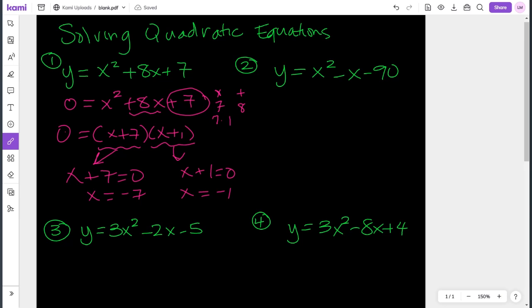So checking that, if I plug in negative 7 here and here, I get negative 7 plus 7, so I get 0 here. I get negative 7 plus 1, which is negative 6, but 0 multiplied by negative 6 is 0. Same thing happens with negative 1, except it makes this product 0.